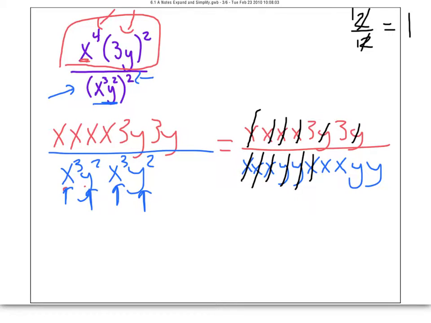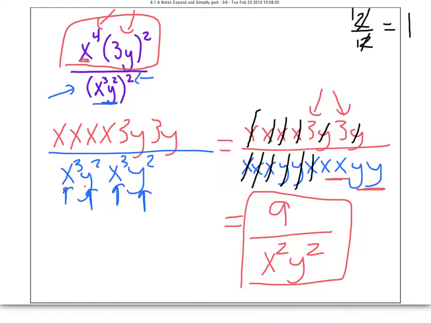Now again, remember there's no plus or minuses, so everything here is multiplication. So when you look at this 3 that's left over here and this 3, it's not 3 plus 3, it's 3 times 3, so that's 9. Down here I have an x 2 times, so I'm going to put it together with a little 2 exponent, and I have a y 2 times. And that's going to be my answer.